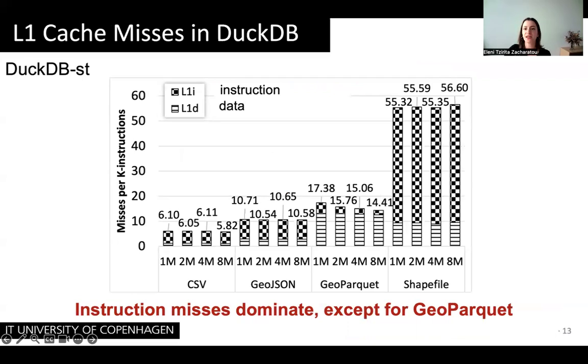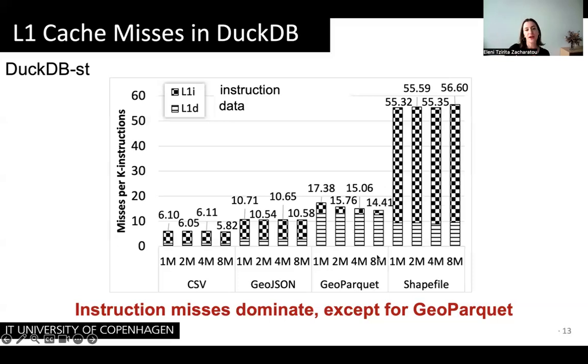Our next experiment with single-threaded loading in DuckDB focuses on the L1 cache misses per 1,000 instructions, or MPKI for short. So we break these misses down into instruction and data misses. The x-axis shows the different file formats and data sizes, just like in the previous graph, and we measure the misses per 1,000 instructions on the y-axis. What we see here is that L1 instruction cache misses dominate the total number of misses across all data sizes and file formats, except for GeoParquet here.